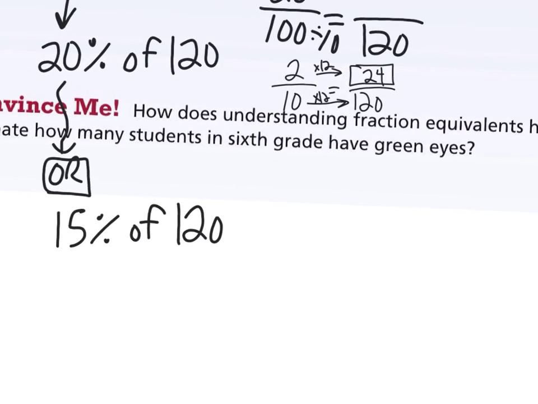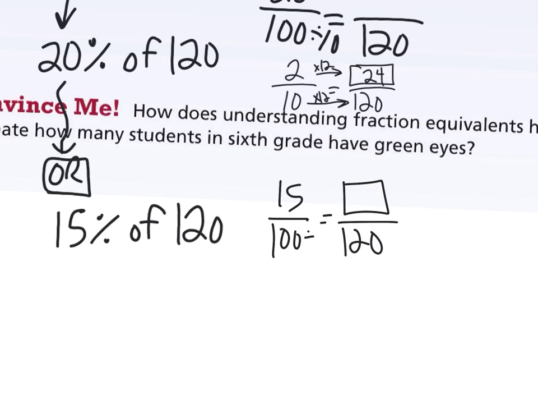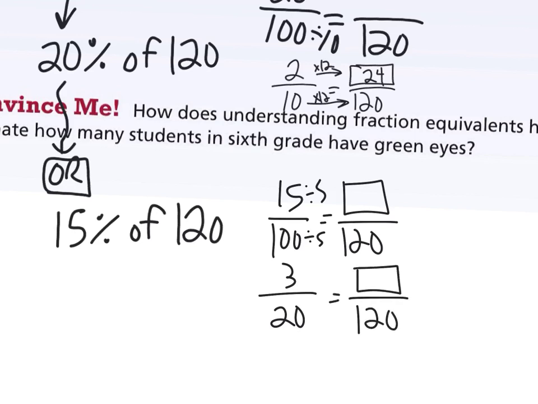Again, if we would have gone with 15%, that's 15 out of 100. If we did a proportion, these both could be reduced by 5. So that's 3 out of 20. And then if you multiply those by 6, you'd get 18 out of 120. So somewhere in between 18 and 24 students that would have green eyes.